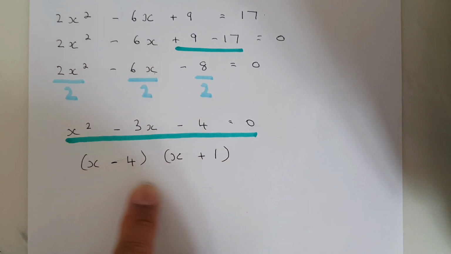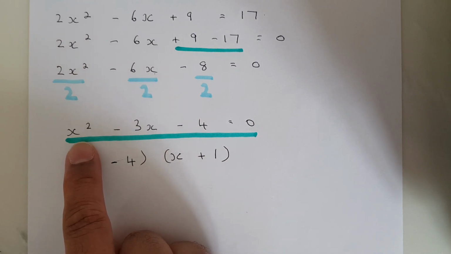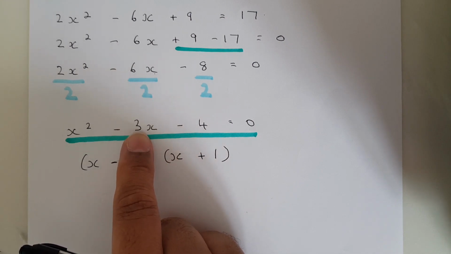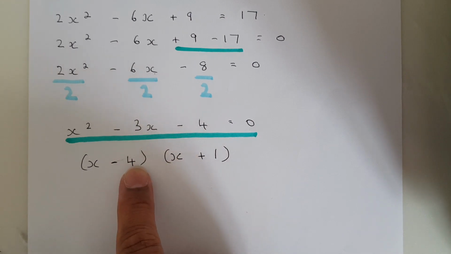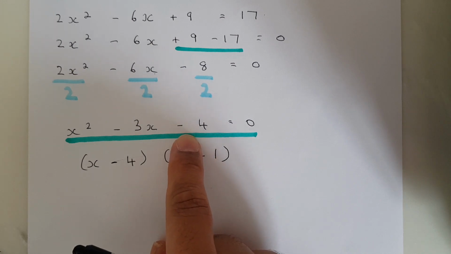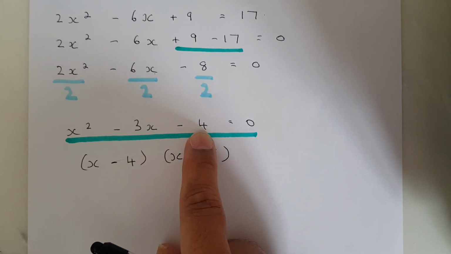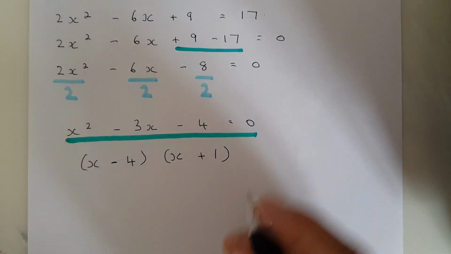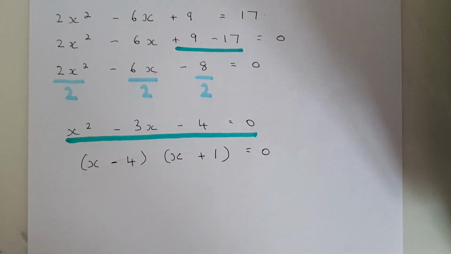Why? Because x times x is x squared, yeah? Minus 4x plus 1x will give you minus 3x, okay? And minus 4 times 1 will give you minus 4. That's your quadratic, your factorization, sorry. I factorized it, okay? Now, so we see that equals 0. Now we've got our values for x. We can get our values.